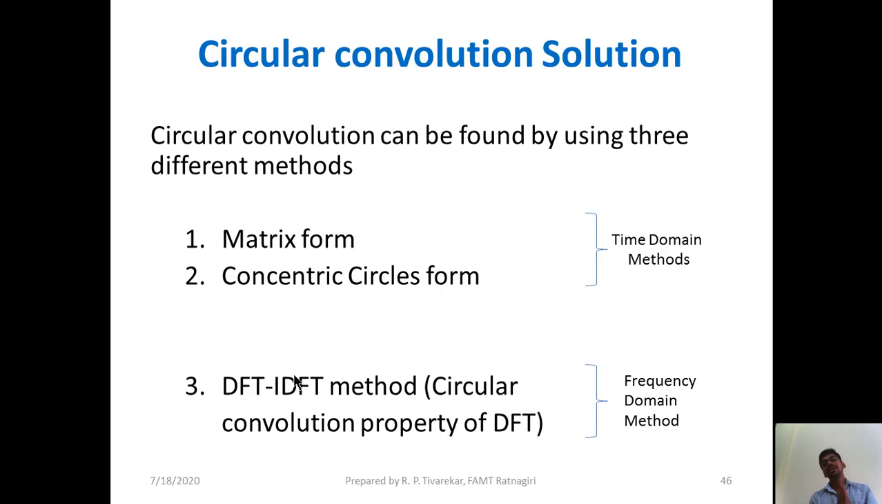So we can find circular convolution in three different ways. Before we understand how it is actually done, we'll see what these three methods are. First method is the matrix method. Second is the concentric circles method. These are both time domain methods. And the third method is the DFT IDFT method, which is a frequency domain method.